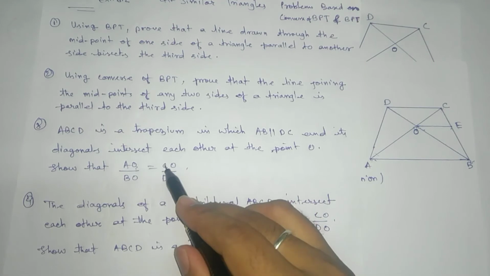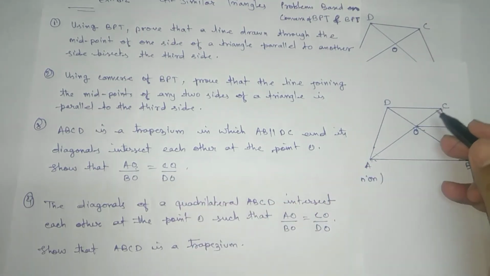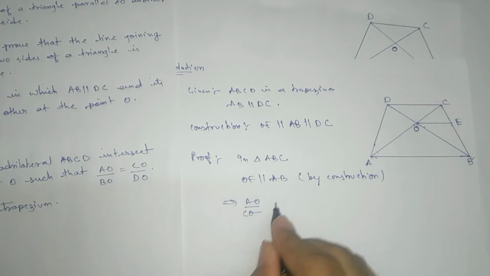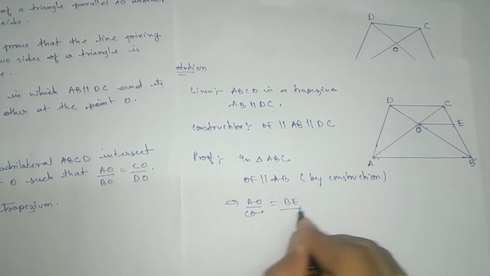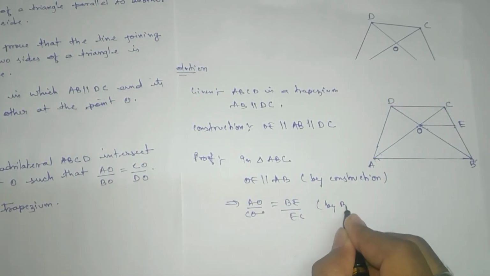AO by OC, but here we are getting CO. So instead of writing OC, you write here CO. It will be easy for us. Both are same, so we can write here CO. So we'll mention here CO equals to BE by AC by BPT.